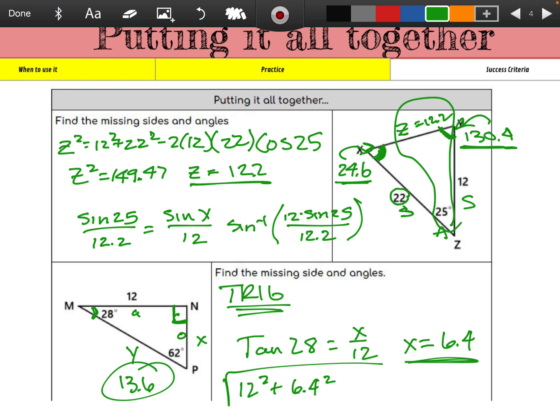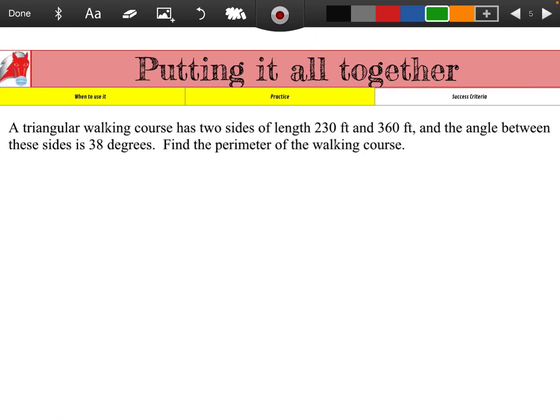Okay, so you got a little bit of freedom there. All right, let's get into some word problems here to see if you can make your triangles. A triangular walking course has two sides of length 230 and 360. The angle in between is 38 degrees. Find the perimeter, which means add them all up.